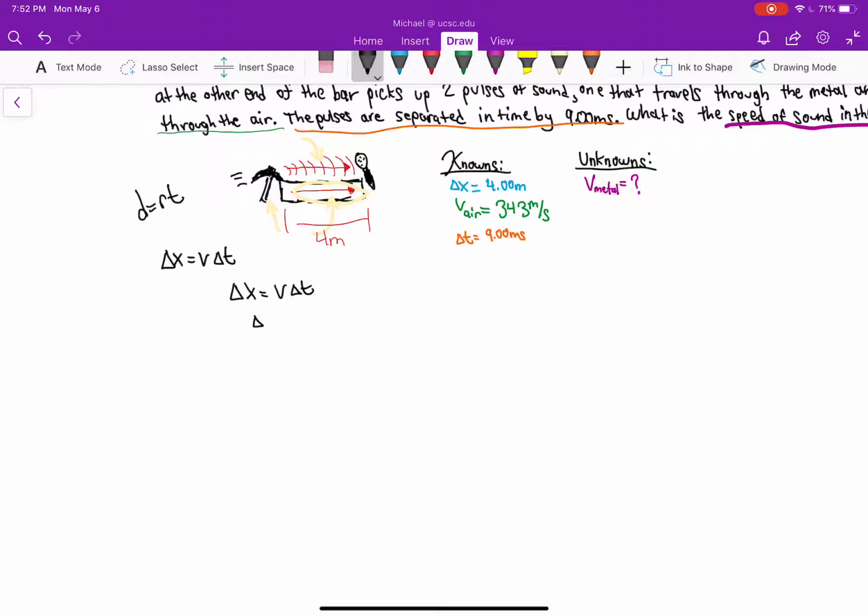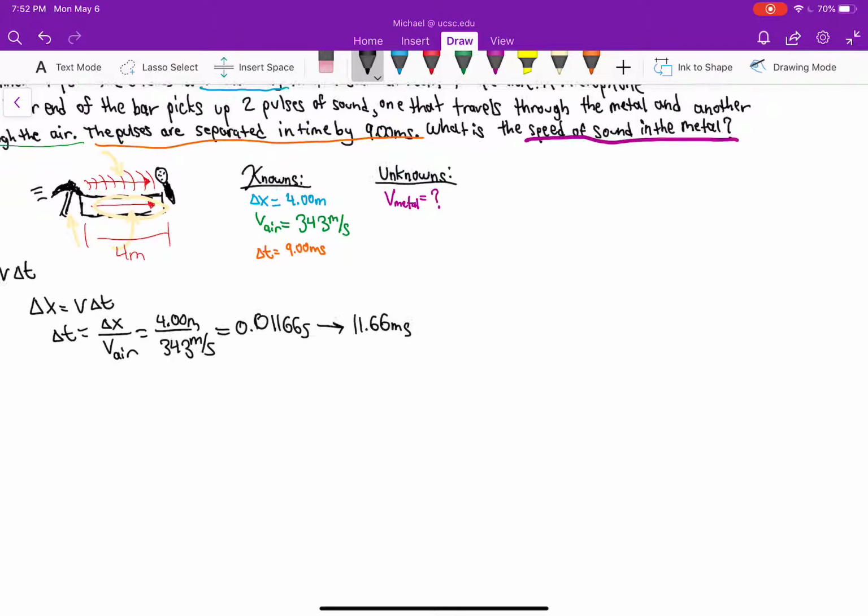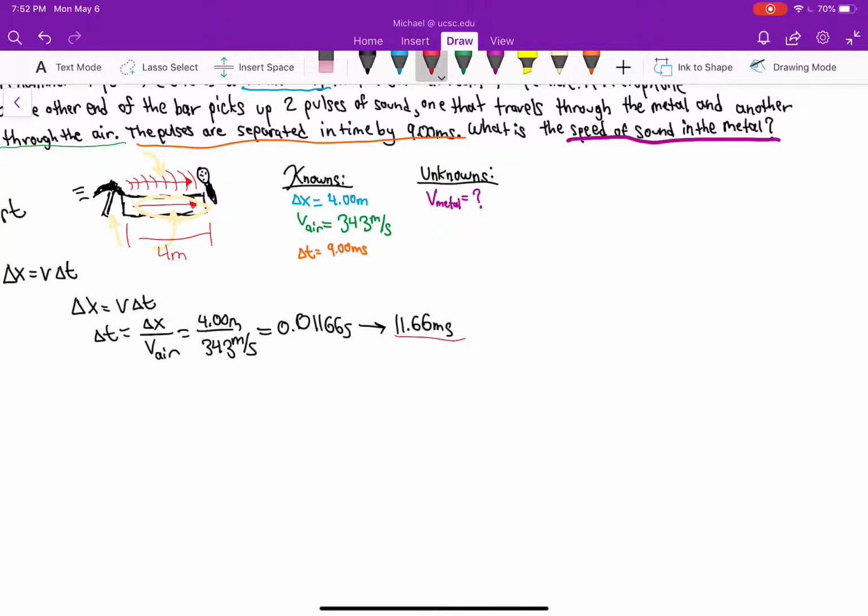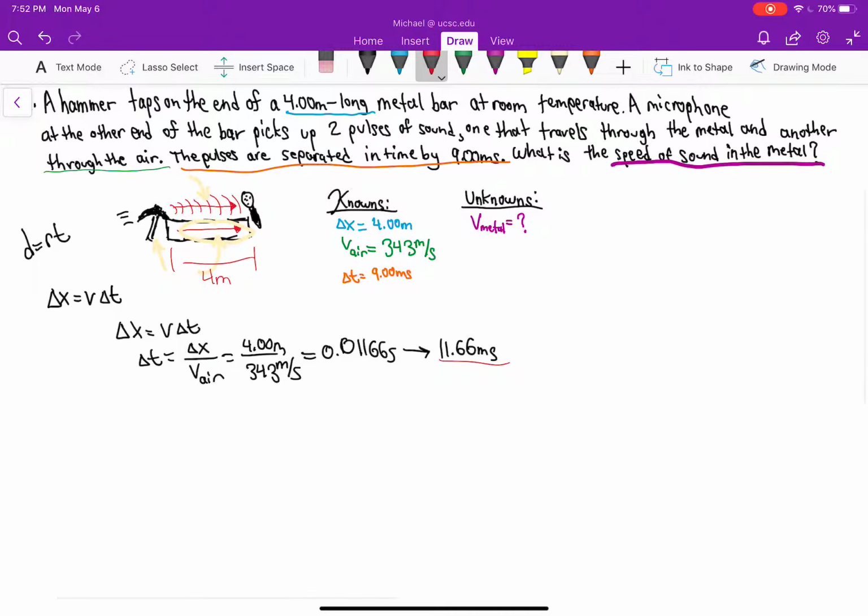So with some algebra, we get time equals x over speed of air, and this would give us 4 meters over 343 meters per second, and that would give us 0.01166 seconds. And in milliseconds, because that's what the other time is in, it's 11.66. So this is how long it took for the sound to travel through the air, 4 meters.